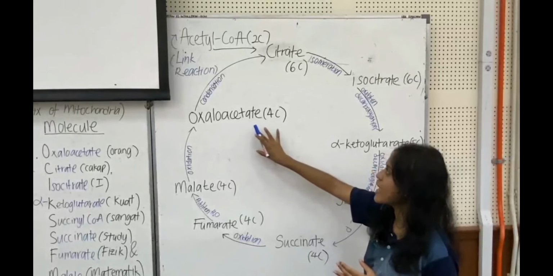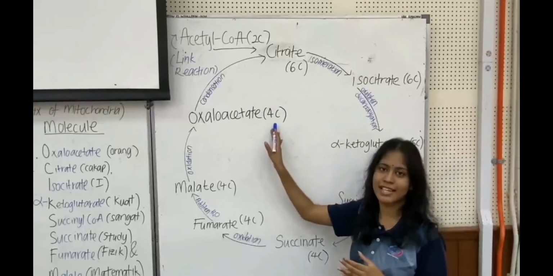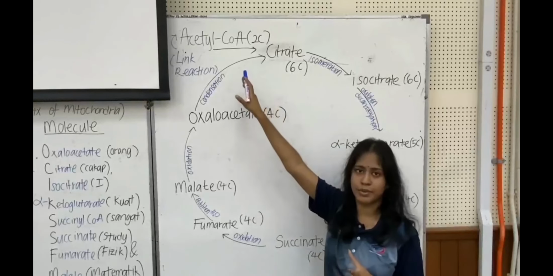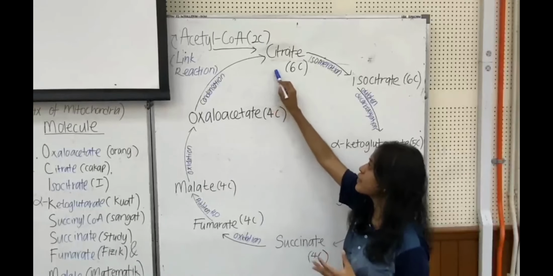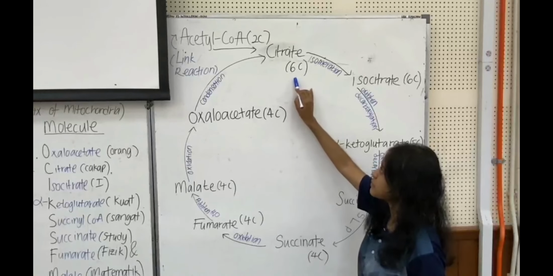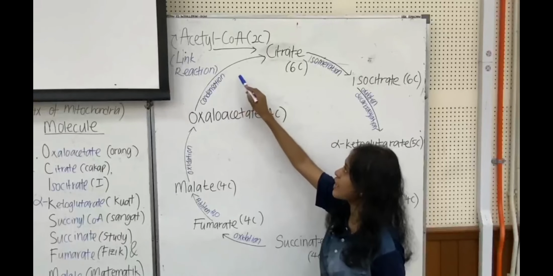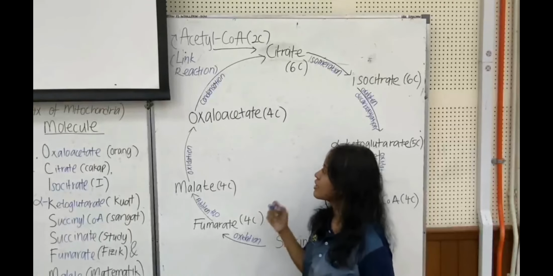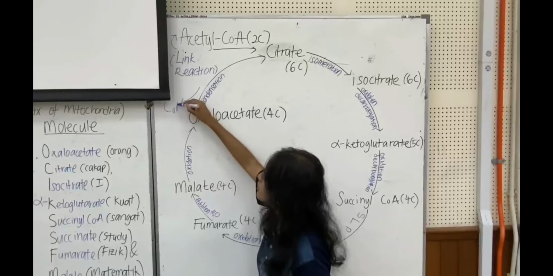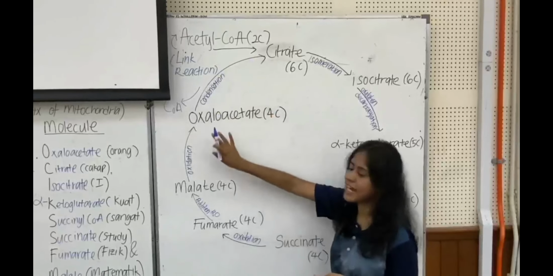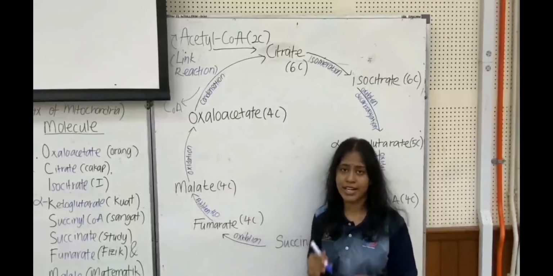And when this oxaloacetate reacts with this acetyl-CoA, it forms a citrate molecule. Oxaloacetate is a 4-carbon molecule and acetyl-CoA is a 2-carbon molecule. Therefore, it makes sense that citrate is a 6-carbon molecule, right? So citrate will be formed. But before that, this oxaloacetate undergoes condensation after reacting with acetyl-CoA, and this condensation means that CoA will be removed. When it reacts with oxaloacetate, CoA is not really needed, so it will be removed by the condensation process.